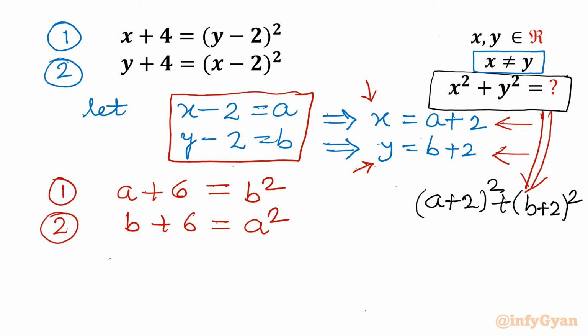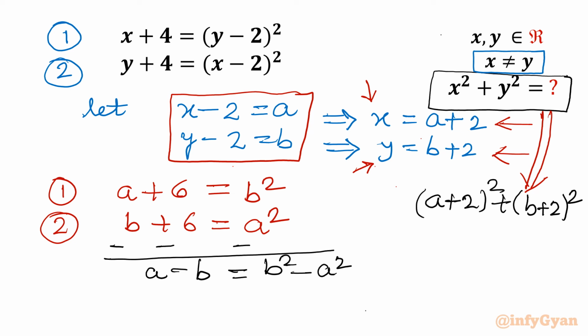Now I will take away the second equation from the first one. So minus, minus, minus. Plus 6, minus 6 will be over. a minus b equal to b square minus a square. Take all the terms to LHS. So I will write a square minus b square plus a minus b equal to 0.